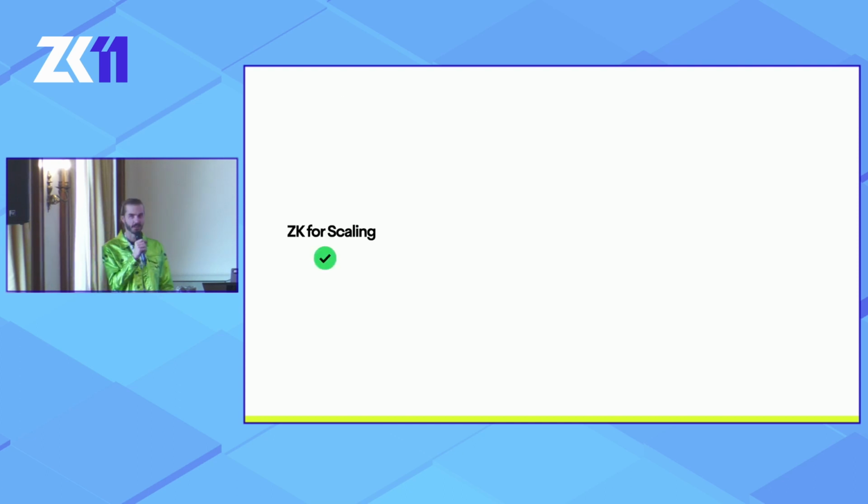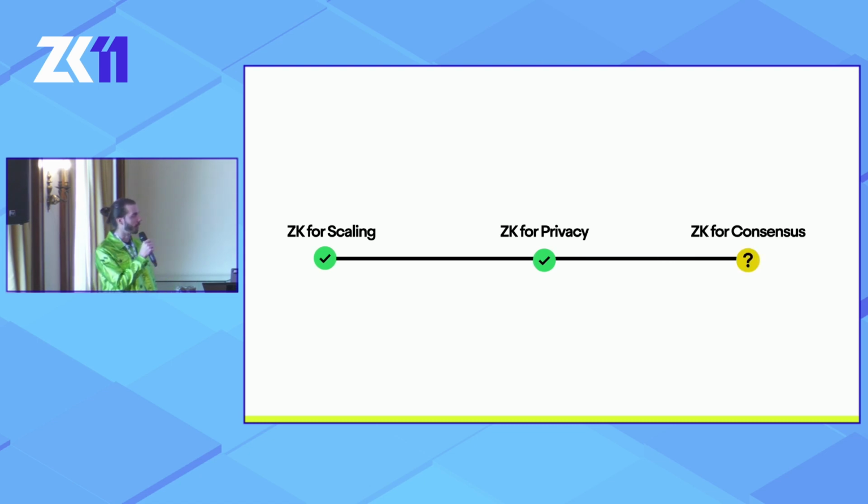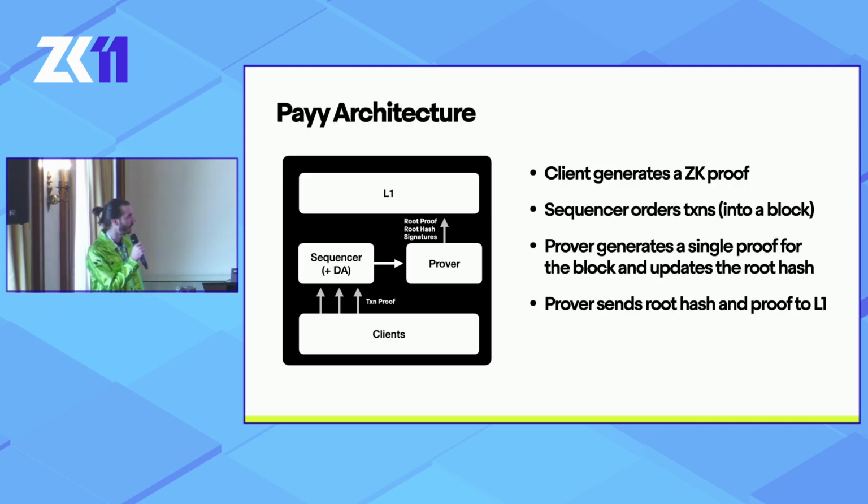As I've already talked about, there's been a lot of use of ZK for scaling, and that's great. But we're starting to see ZK be used for privacy, which I think is the actual zero knowledge part. And I think the real end game is if we can actually use ZK for consensus, because then we really can have a single proof that could summarize the whole network. So what do we have today? Well, this is our architecture, but it's fairly similar to any L2 architecture that you might see, with the exception that we do all of the proofs on the client, on the mobile device.